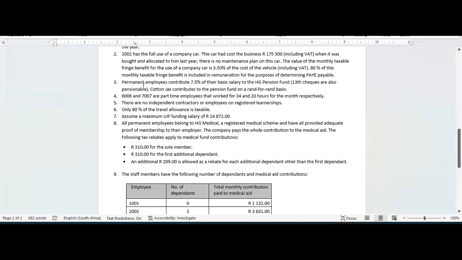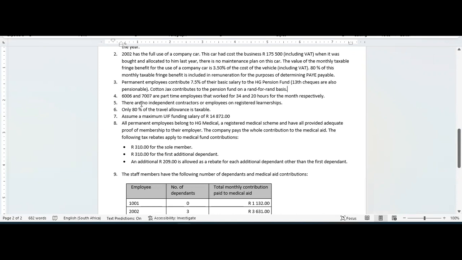It then says that all permanent employees contribute 7.5% of their basic salary to the HG pension fund. 13th cheques are also pensionable, and Cotton Jacks contributes to the pension fund on a rand by rand basis. So in this case, it's easier. Simply 7.5% of the basic salary, and the company contributes exactly the same.